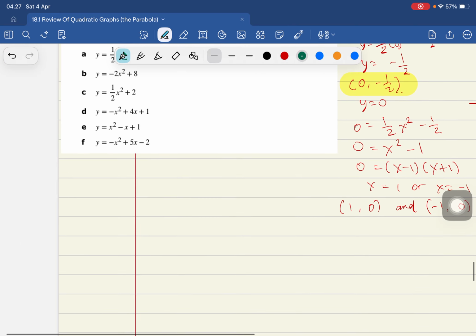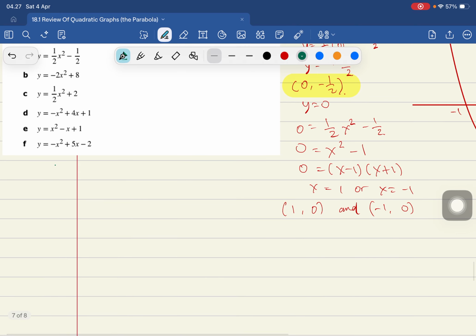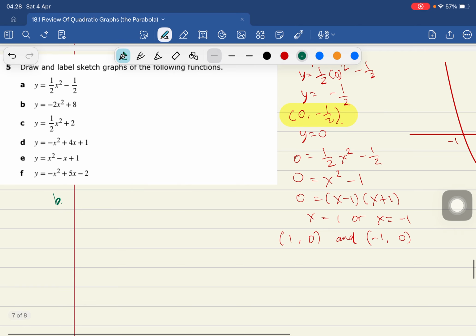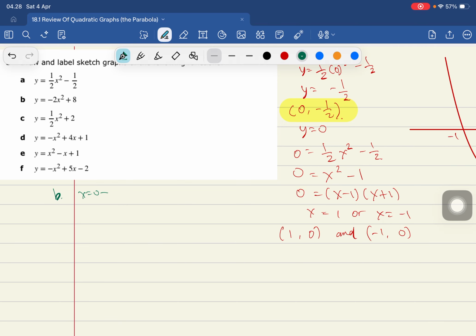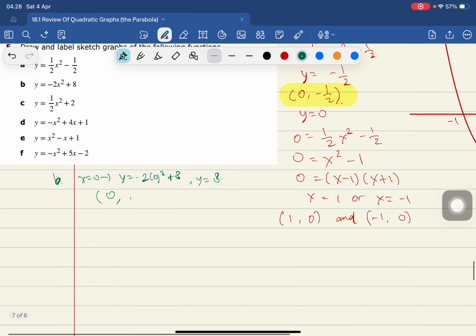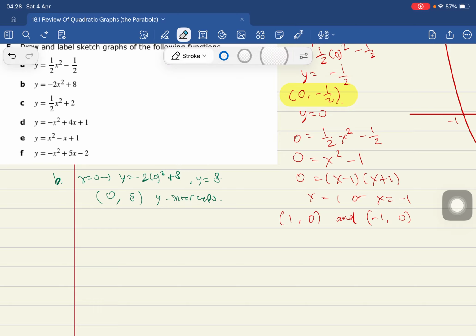Okay, we'll make it here, B. For B, we need to find the y-intercept. When x equals 0, y equals minus 2 times 0 squared plus 8. So we got y equals 8. Okay, the first point we got: when x equals 0, y equals 8. So this is the y-intercept.